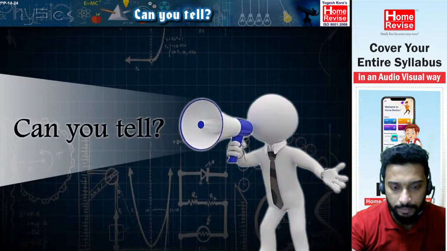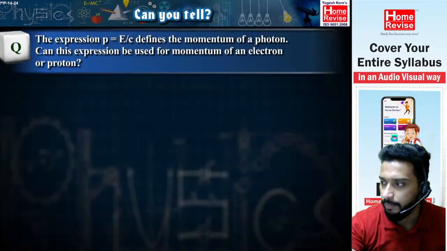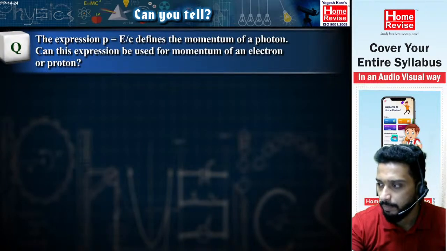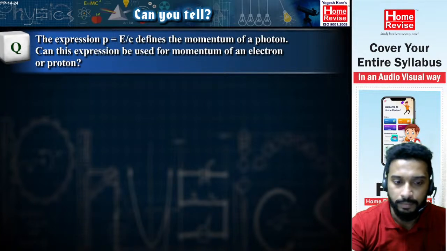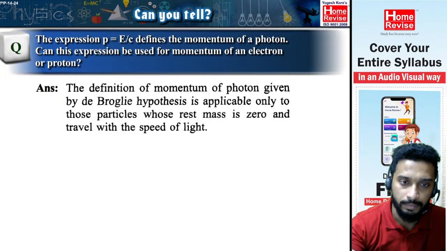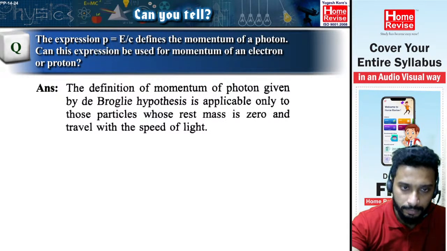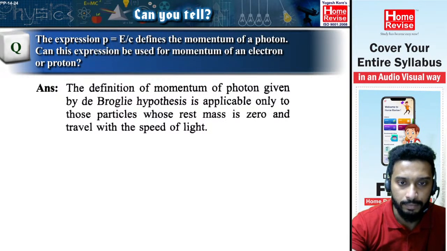Can you tell? The expression P is equal to E by C defines the momentum of a photon. Can this expression be used for the momentum of an electron or proton? Answer. The definition of momentum of a photon given by the de Broglie hypothesis is applicable only to those particles whose rest mass is zero and which travel with the speed of light.